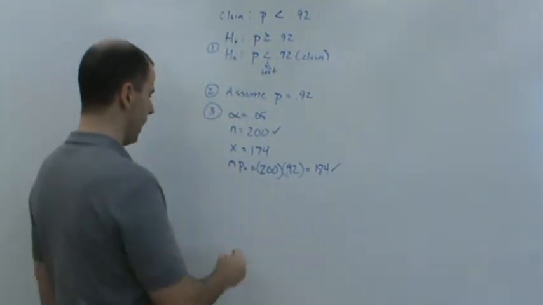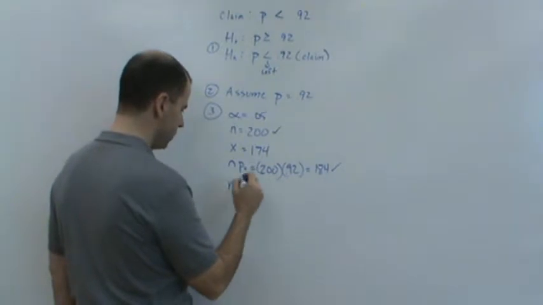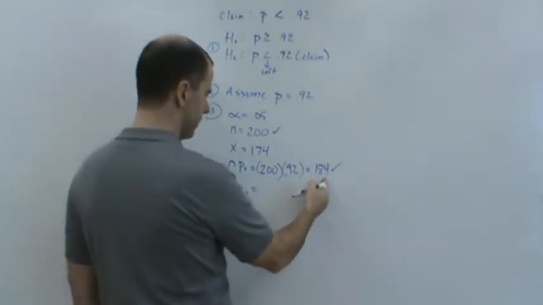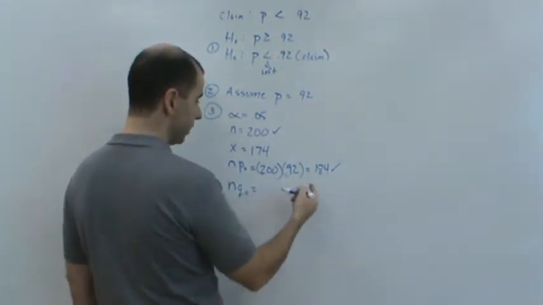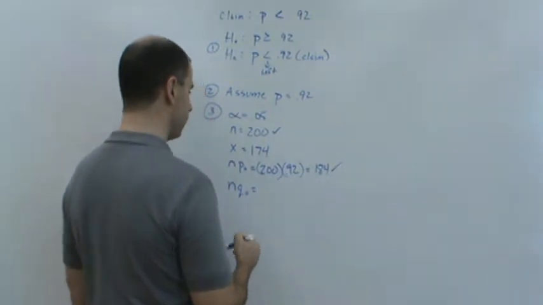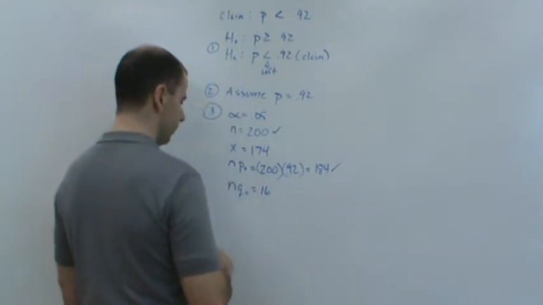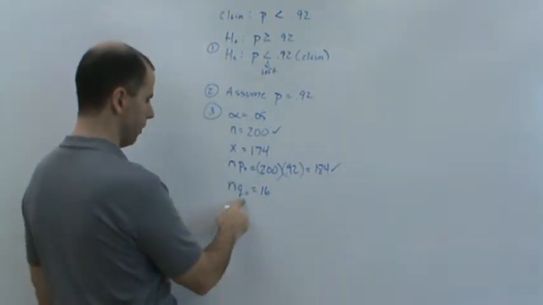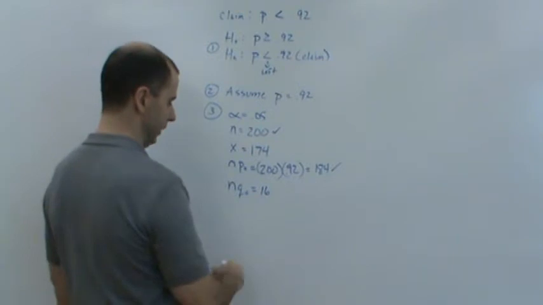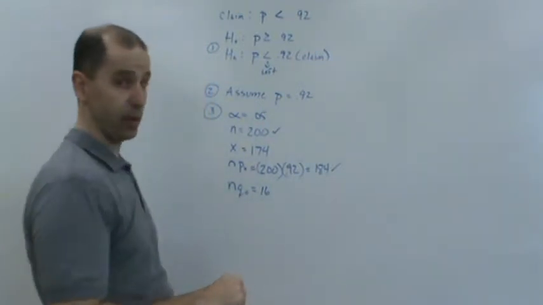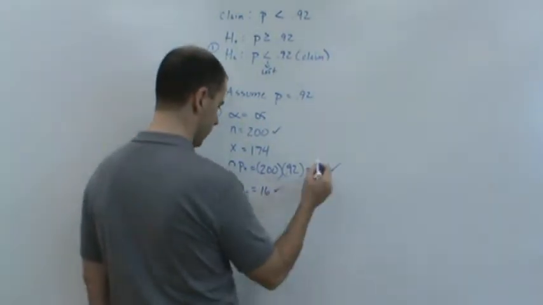Now let's do N times Q0. Well, this is 184. That means what? How many do we have left over? We have 16. Right? So N times Q0 is what? 16. So is 16 bigger than or equal to 10 or 15? Yes, it is. Close, though.